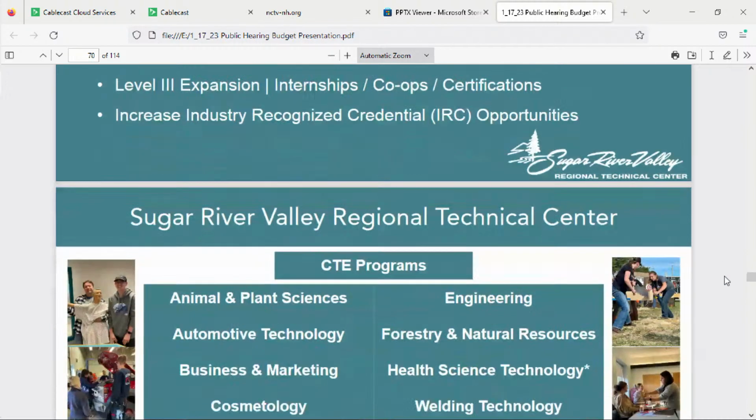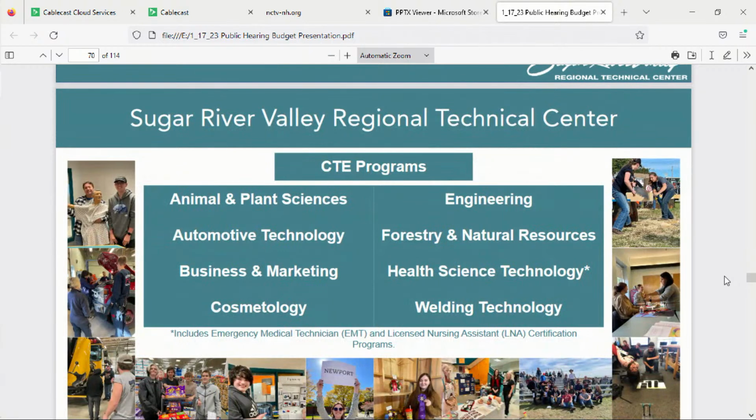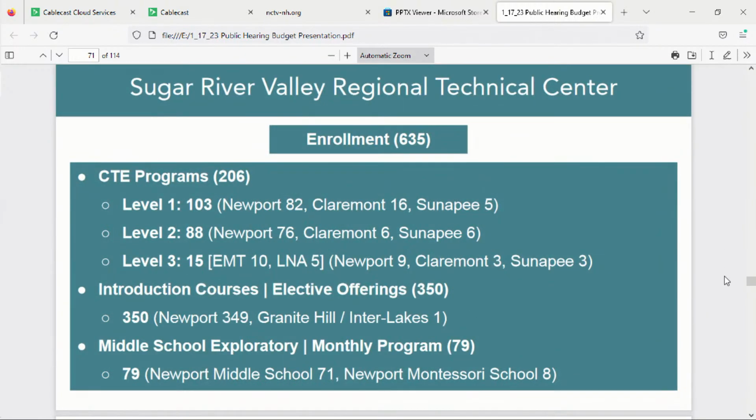These are our current CTE programs. I don't know if I need to go through all of them. On enrollment, at CTE and the high school we share a student population, which is lovely, but we also receive students from Claremont and from Sunapee, so he's listed these numbers here for you.